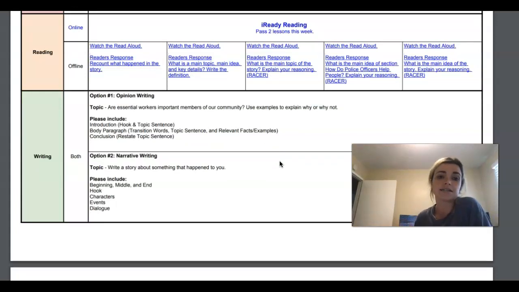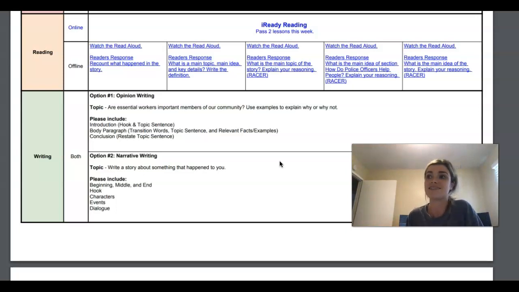So your topic for your first one is your opinion. Opinion is how you feel about something. So my opinion is that Starbucks has the best iced coffee in the whole entire world. So that's my opinion. But just because I think that doesn't mean everyone agrees with that. So the opinion writing is, are essential workers important members of our community? Use examples from the text to explain why or why not.